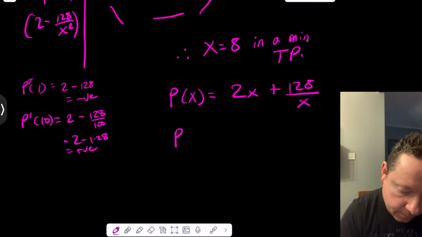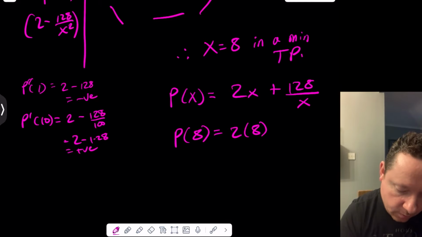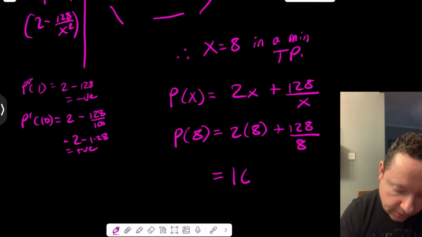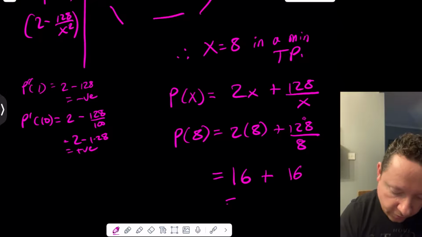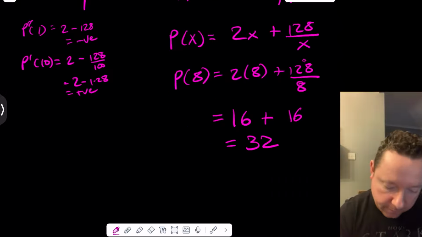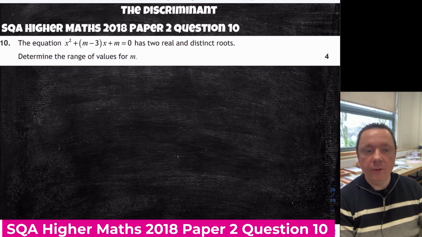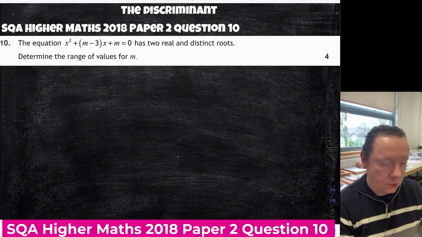So at 8, that gives me 2 times 8 plus 128 over 8. That's 16 plus 1, and that gives me 4. 8 5 is 40, 6 is 48, which is 32. Well done here. Okay, we're discovering SQA Higher Maths 2018, Paper 2, Question 10.